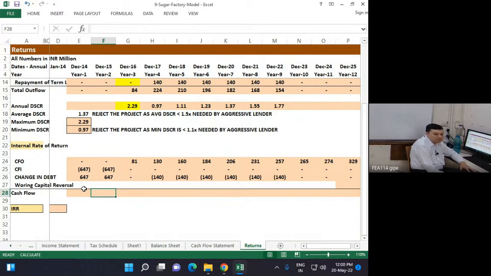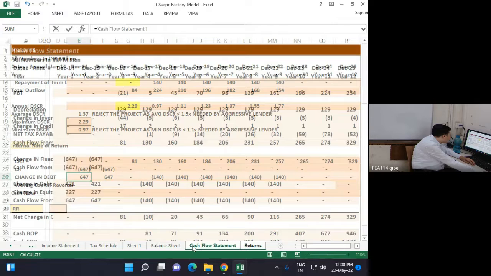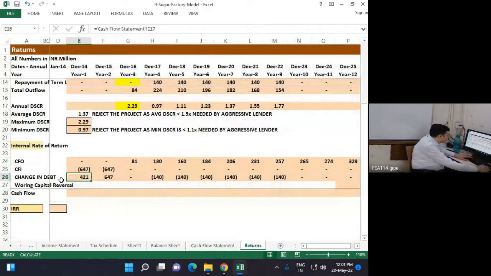Okay. Change in debt is from, sorry, I've taken CFF, but it should be row number 17, E70, again cash flow. And the last thing is working capital reversal.